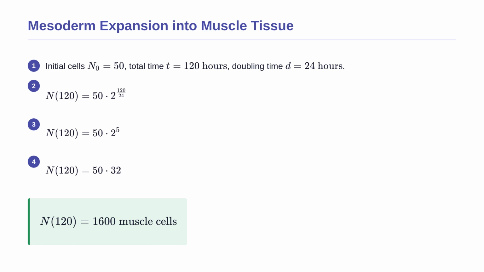We choose the exponential growth formula because embryonic cells double at regular intervals. We substitute 50 for the initial count, 120 for total time, and 24 for doubling time. Dividing 120 by 24 gives us 5 complete rounds of cell division. 2 raised to the power of 5 is 32. Multiplying our initial 50 cells by 32 gives us a final count of 1,600 cells. This shows how rapidly a tiny cluster forms visible muscle.